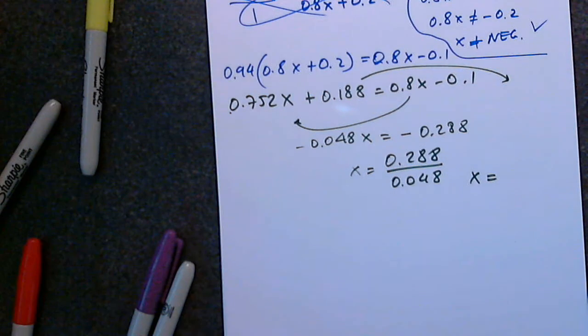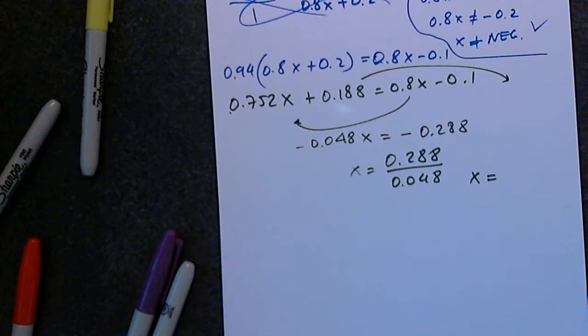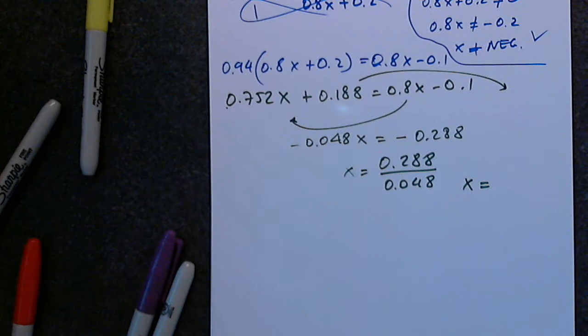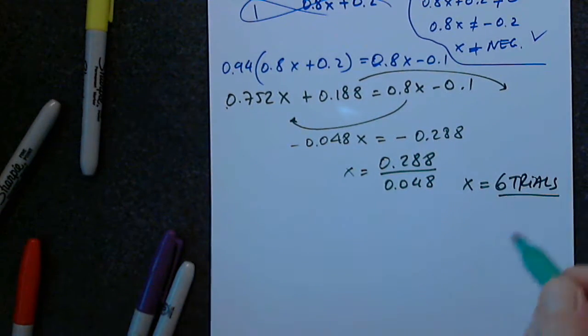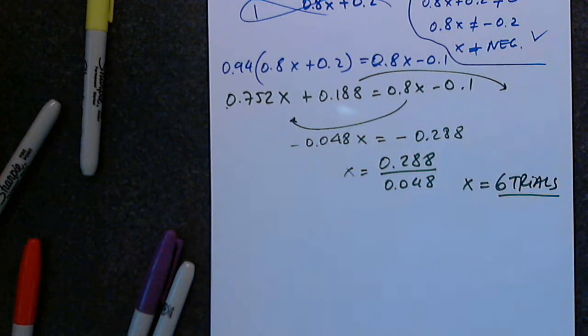So x is the number of trials. To guarantee, if the model still holds, I don't know, right? Assuming that the model still holds, then what is the number of trials? So 0.288, or I should say 288 divided by 48. So I got 6. So 6 trials, assuming the model is still correct. Very good, perfect question. Anything else? Do we have anything else?